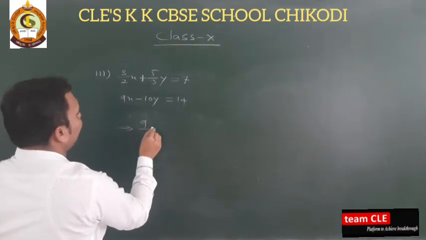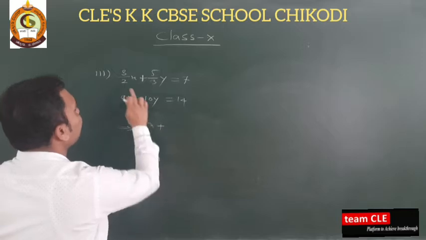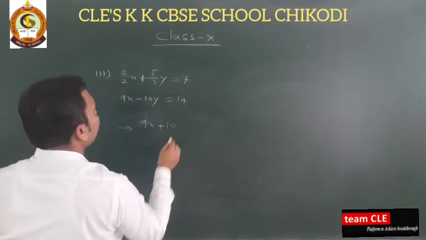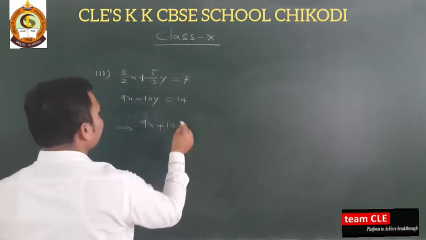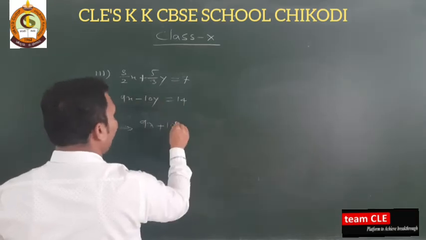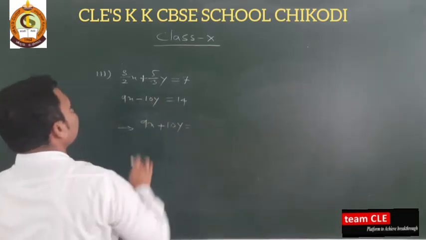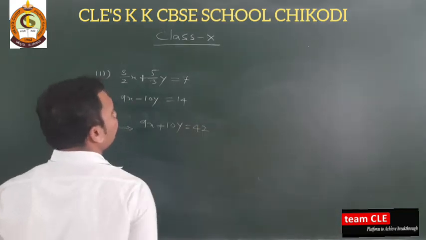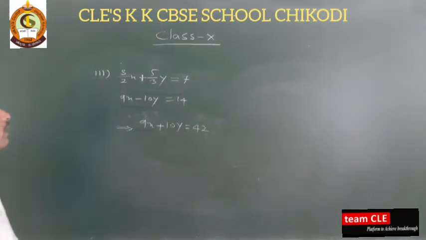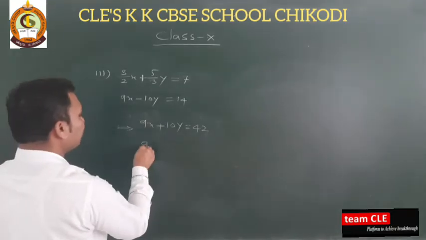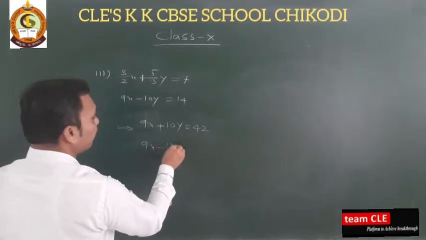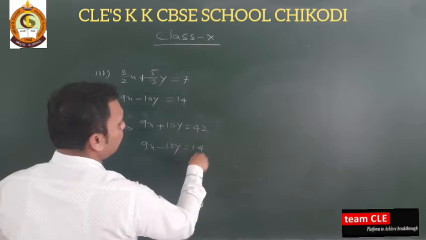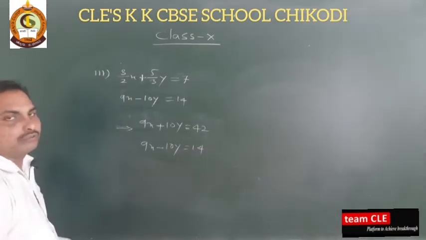9x plus, 2 into 5 will get 10y, and 2 threes are 6, 6 into 7 will get 42. Next, this is again 9x minus 10y is equal to 14. Okay, so this is what we have done.